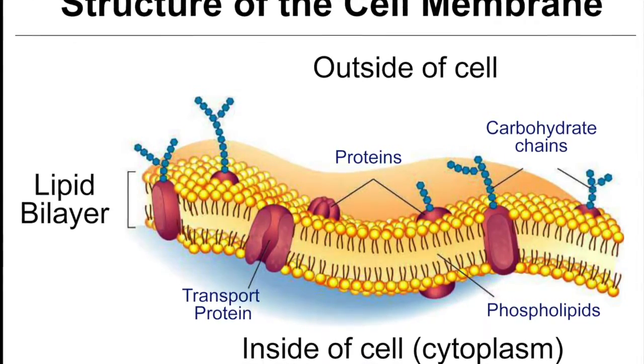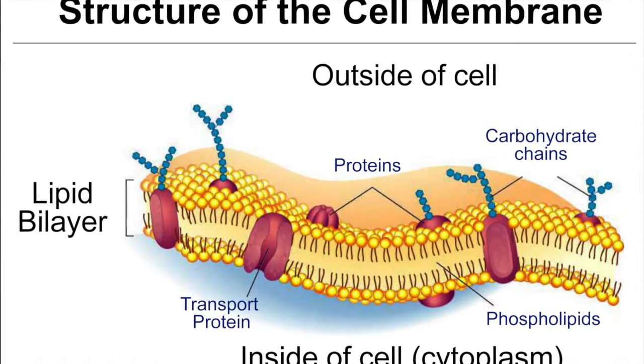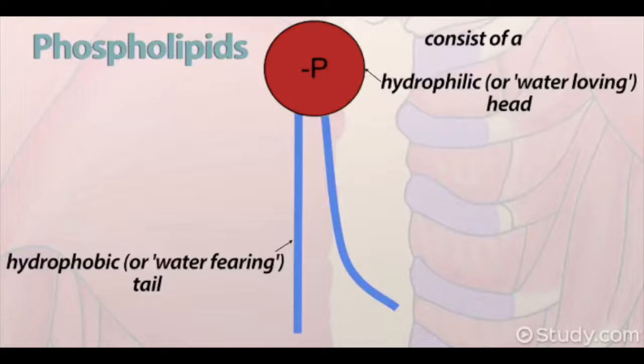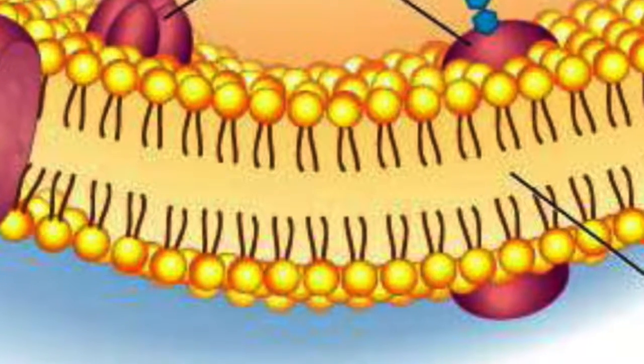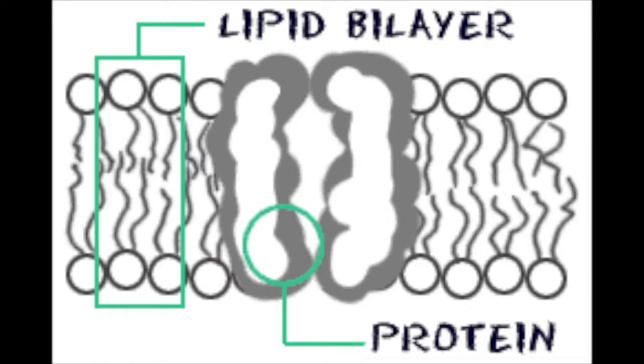Phospholipids and proteins make up most of the membrane structure. Protein is found around the cell. It helps molecules move in and out of the cell. Phospholipids consist of a hydrophilic head, which means it mixes with liquids, and a hydrophobic tail, which means it doesn't mix with liquids. Phospholipids line up in parallel lines, creating a phospholipid bilayer. This layer makes up your cell membrane and is critical for cell function.